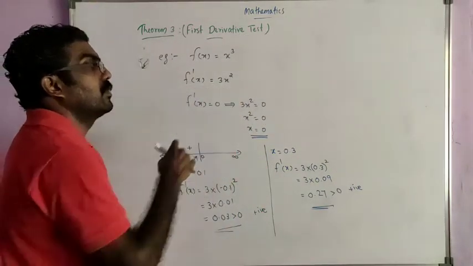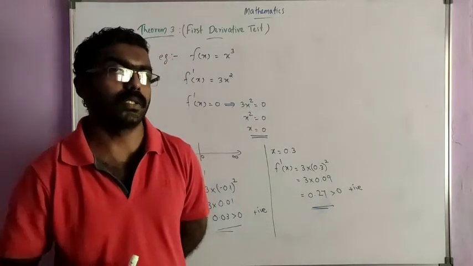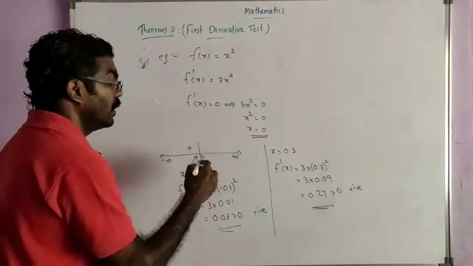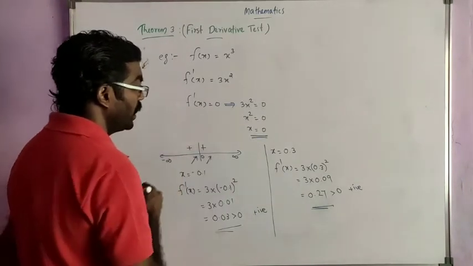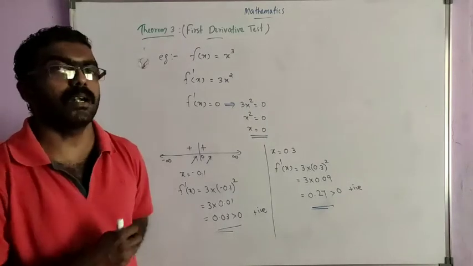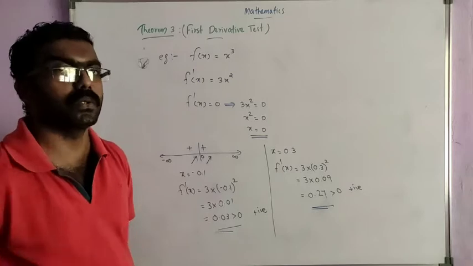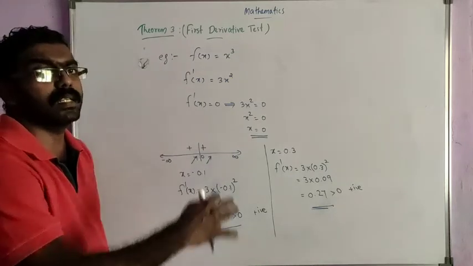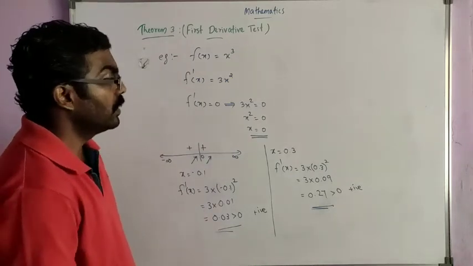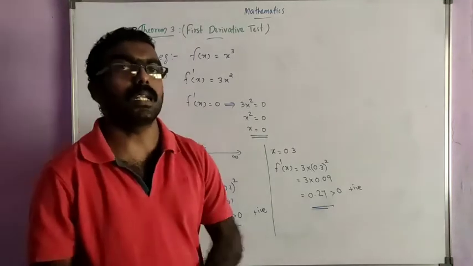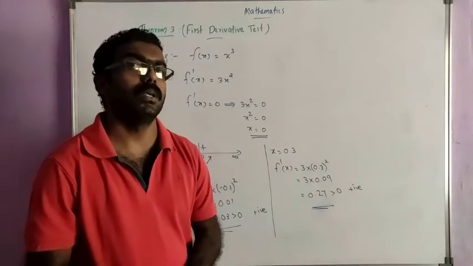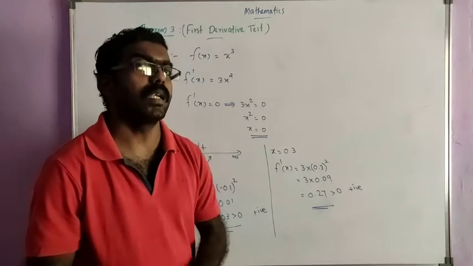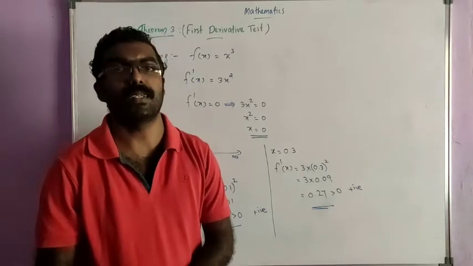Since it is a square, if you put any number instead of x, whether it is positive or negative, the value of f dash of x is always positive. So here also positive. So it means that f dash of x does not change its sign as x increases through c. Clear? So here x equal to 0 is neither a point of local maxima nor a point of local minima. And in fact, we can conclude x equal to 0 is a point of inflection.